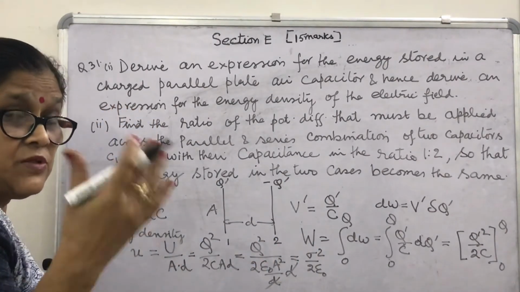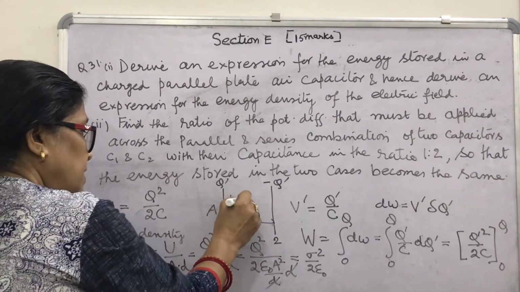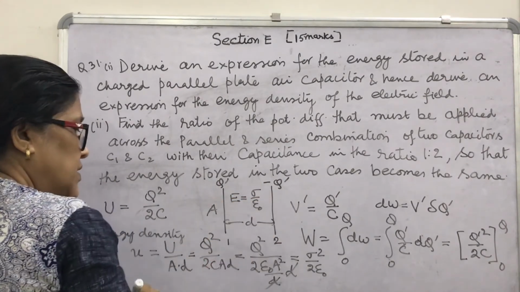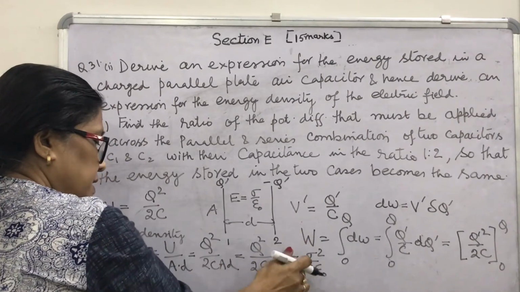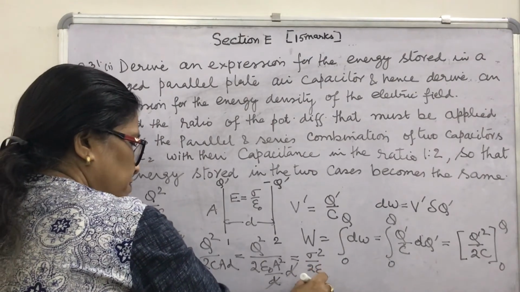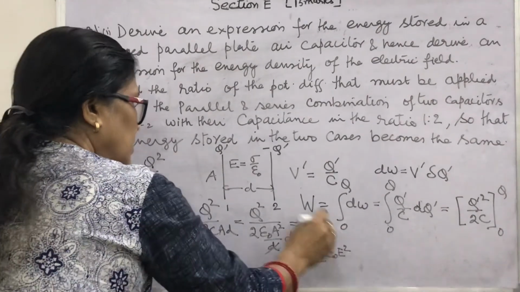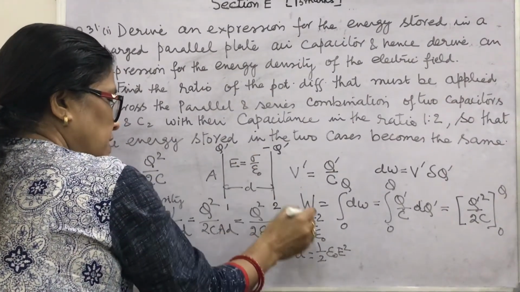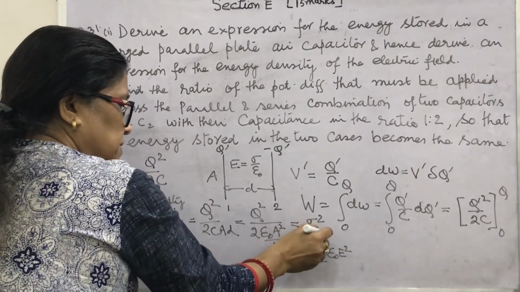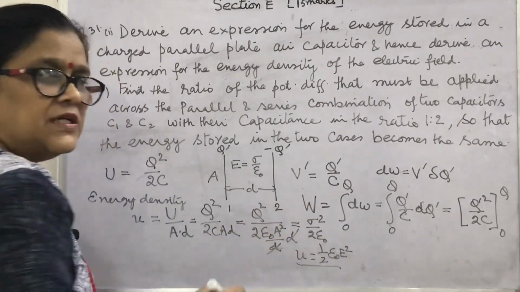If it is asked in terms of electric field, derive the expression. Then what do you know? The electric field inside the plates of the capacitor is given by sigma upon epsilon naught. So put here, to bring electric field, what will you write? This u can be written as half epsilon naught E square. You know, sigma square upon epsilon naught square will be E square, so multiplied and divided by epsilon naught, this will become epsilon naught E square upon 2. So this is the energy density.